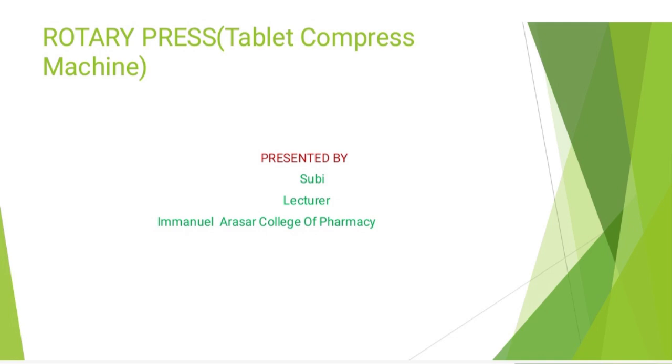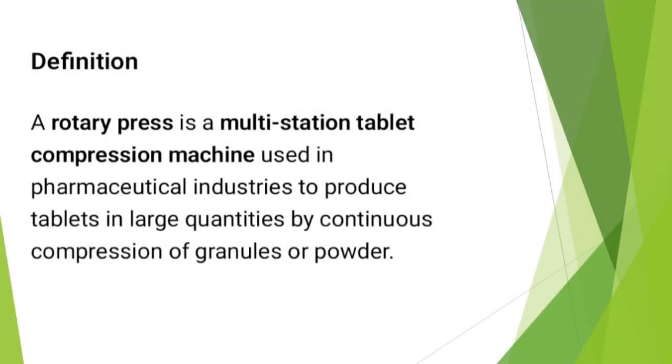Today we will see about the rotary press. This is one of the tablet compression machines. First of all, the definition. A rotary press is a multi-station tablet compression machine used in pharmaceutical industries to produce tablets in large quantities by continuous compression of granules or powder.